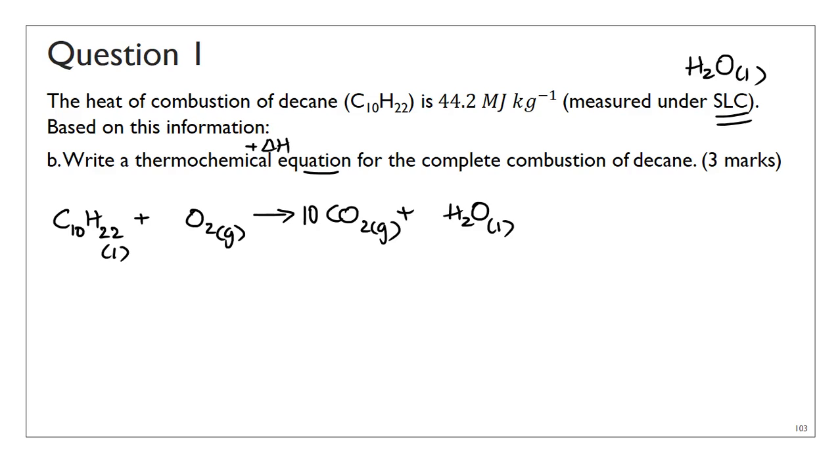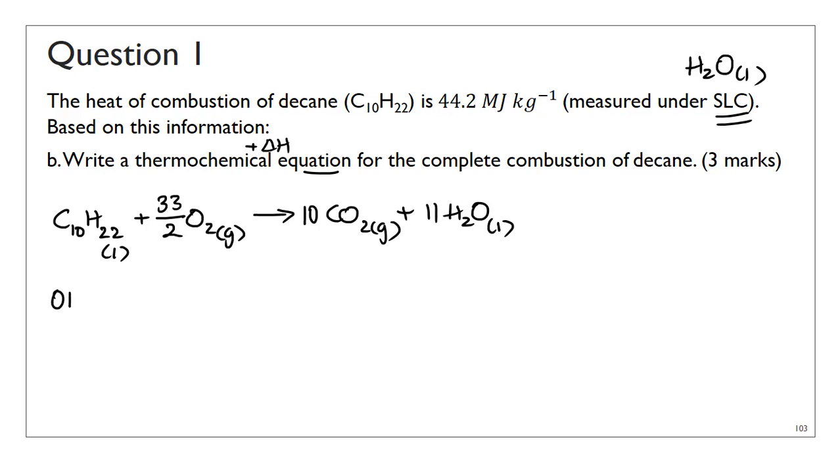So there are 10 carbon atoms on the reactant side, so I'm going to put a 10 here. And then you need 11 in front of the water to get 22 hydrogen atoms, which means that you're going to get 22 plus 11, which is 33 oxygen atoms on the product side. So I'm going to add 33 over 2 as the coefficient on O2 on the reactant side. So this is my balanced combustion equation.